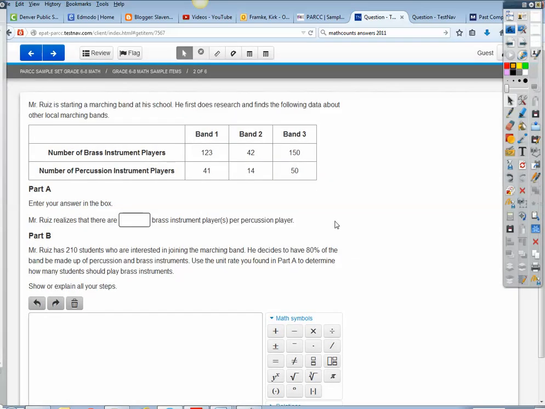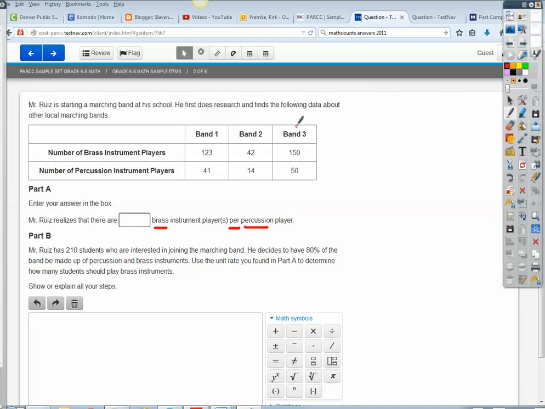It appears as though we have a ratio problem. So we have some research on bands, 3 bands. One band has 123 brass players and 41 percussion players. Band 2 has 42 brass players and 14 percussion players. And band 3 has 150 and 50. Now, it goes on to say, put our answer in the box. The teacher realizes that there are blank brass instruments players per, and here's our per again, what does per mean? Per means divide. They want you to divide brass players by percussion players.